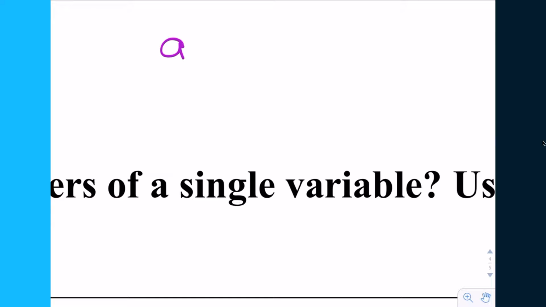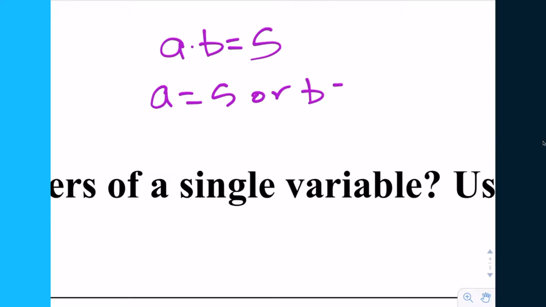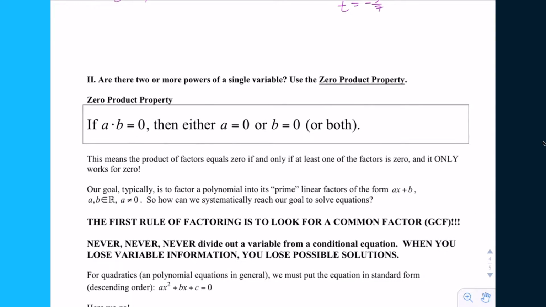Okay, so it only works for 0. Like if you had A times B equaling 5, does that mean that A has to equal 5 or B has to equal 5? No, it could be that neither one of them is 5. For instance, what are two values that when you multiply give you 5 where neither one of them is 5? 2.5 and 2, right? 25 and a fifth. There's lots. Neither one of those are 5. But if it's 0, one of them's got to be 0.